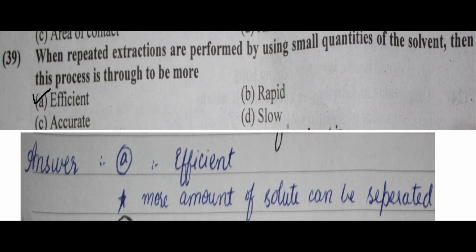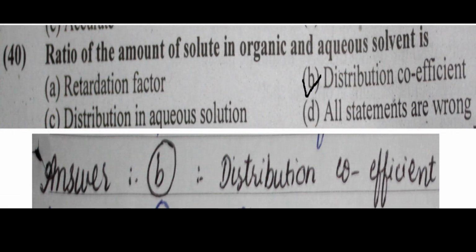Next is, when repeated extractions are performed by using small quantities of the solvent, then this process is thought to be more. This is the same question as we did before, just the wordings are different. So more amount of solute can be separated when we extract with small quantities of the solvent. So our answer, option A, will be right. Next is, ratio of the amount of solute in organic and aqueous solvent is. It's a general question whose answer is going to be option B, that is distribution coefficient.